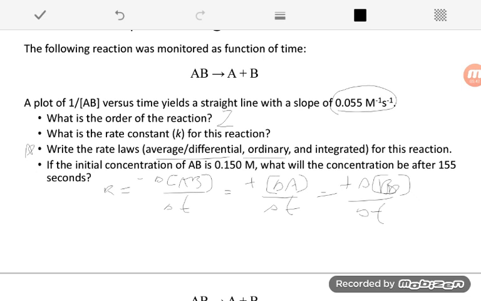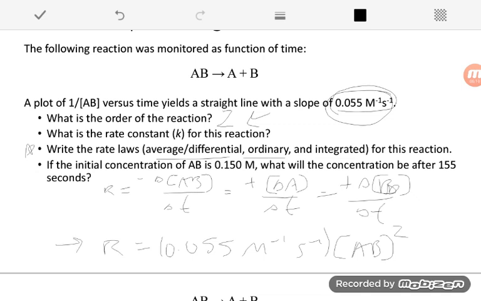The ordinary rate law is the one where we just do rate equals k, which is this right here, 0.055 M to the negative 1, s to the negative 1, and then my reactant is AB, and we said this is a second order reaction, so we get AB squared. So this is my ordinary rate law. First one was the average, this is my ordinary.